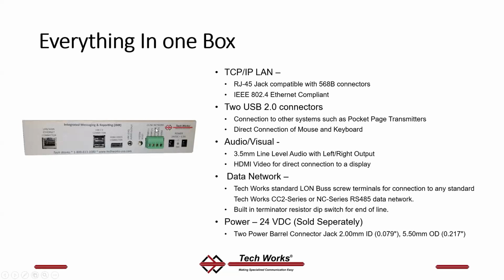This is for connection of the data. You connect all four conductors, but the plus connection right here does not connect. It doesn't have any connection inside of the IMR. So you cannot power your CC2 or NC system from the IMR. You connect all four wires, plus and minus power, plus and minus data, or T and R, transmit and receive, but it does not provide power back to the network. You have to have a separate power supply to power the CC2 or NC system.